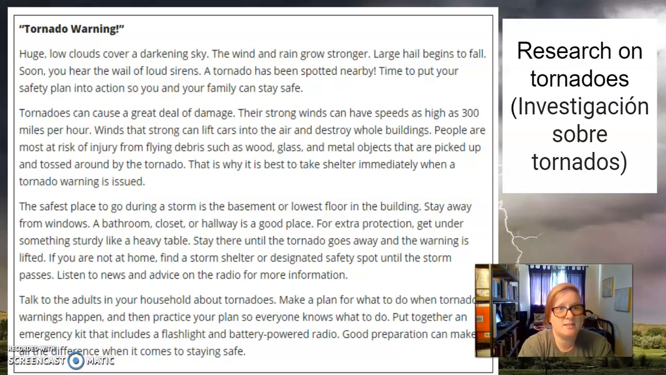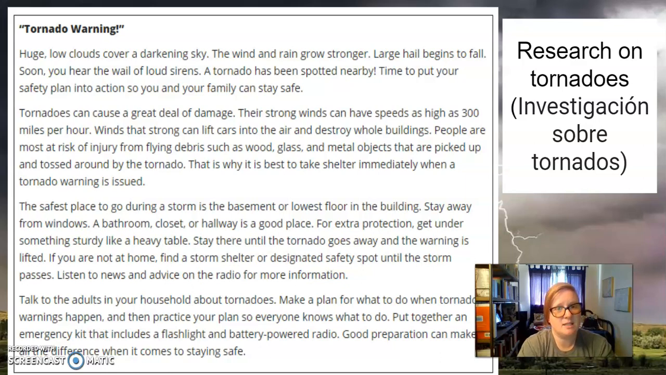Huge low clouds cover a darkening sky. The wind and rain grow stronger. Large hail begins to fall. Soon you hear the wail of loud sirens. A tornado has been spotted nearby. Time to put your safety plan into action so you and your family can stay safe.